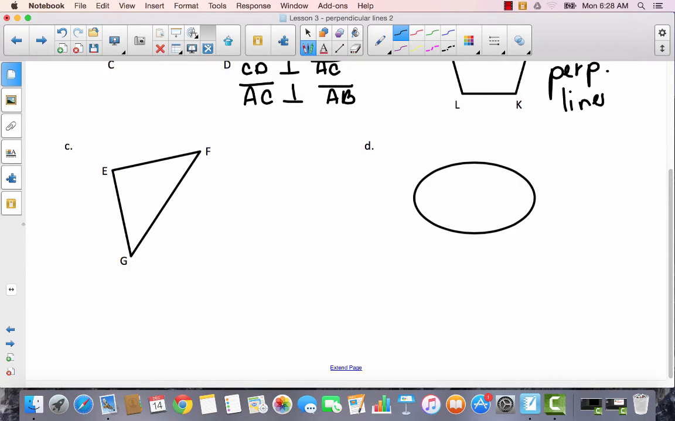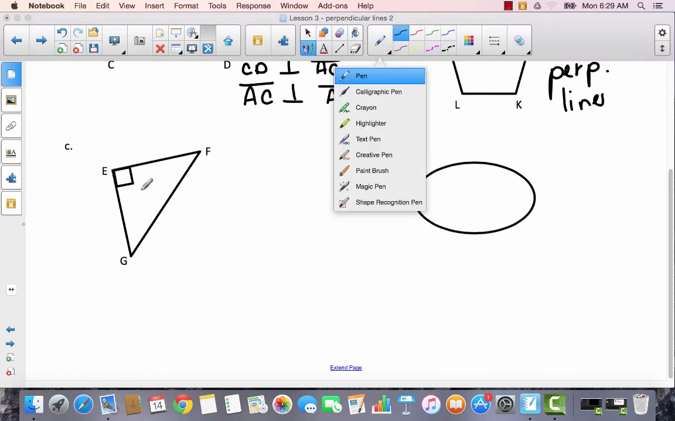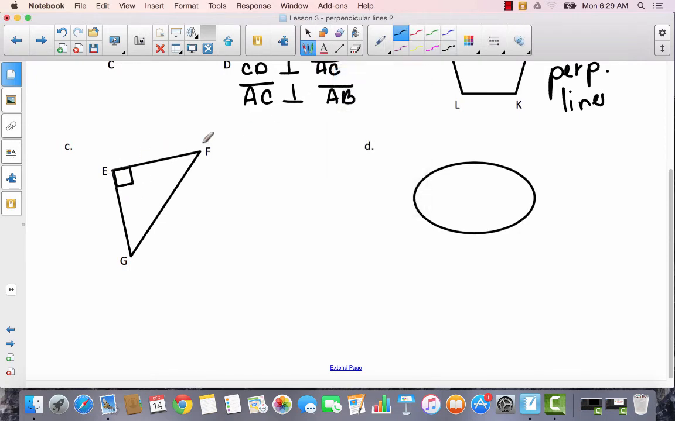So looking at C, see if you can find some perpendicular line segments and put the little square in the angle of the one that you think is a right angle. Did you put a square right here in this angle? This is the only right angle that I see. Okay, so now we're going to label. So I have line segment EF is perpendicular to line segment EG. It would have been okay if you said line segment FE is perpendicular to GE. Doesn't matter. Line segments can be named either way.